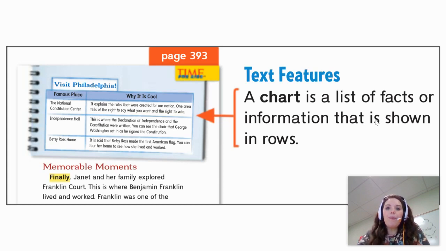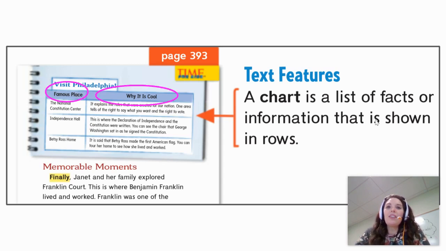Here is an example of one of the text features you might see in an expository text. This is a chart. A chart is a list of facts or information that is shown in rows. So this is a clip of one of the stories we will read later this week. And there is a chart about visiting Philadelphia.